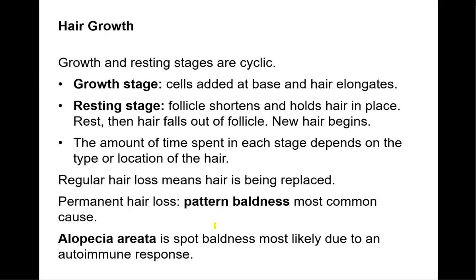As far as growth of hair, when you're losing hair a lot, this is a good one here. Regular hair loss means that your hair is being replaced. It doesn't always mean that you're losing your hair and you're never gonna have as much hair. You don't have to be scared. Permanent hair loss is called pattern baldness, and that's the most common cause of permanent hair loss. And it does mostly affect men. Alopecia is spot baldness, and that's usually an autoimmune disorder.